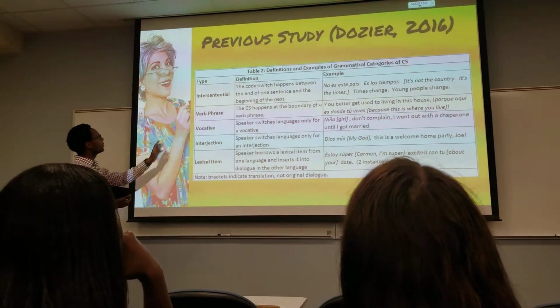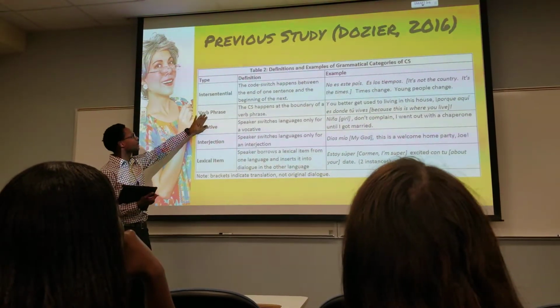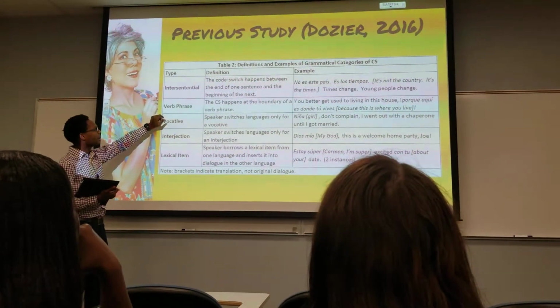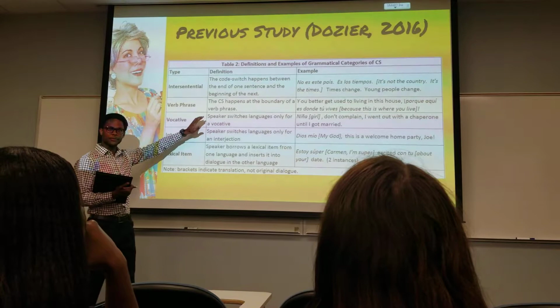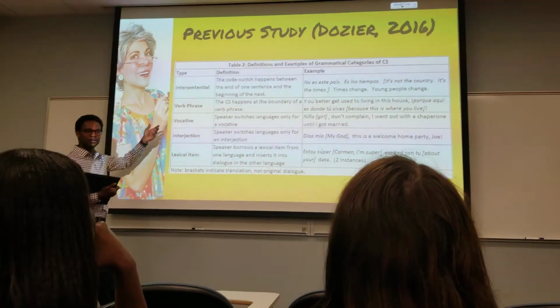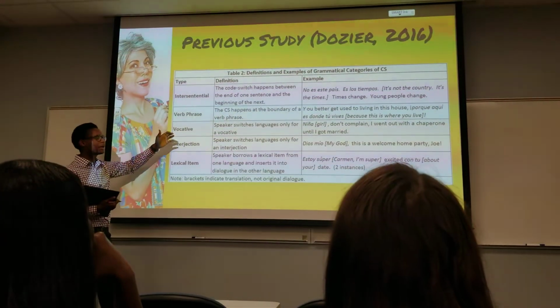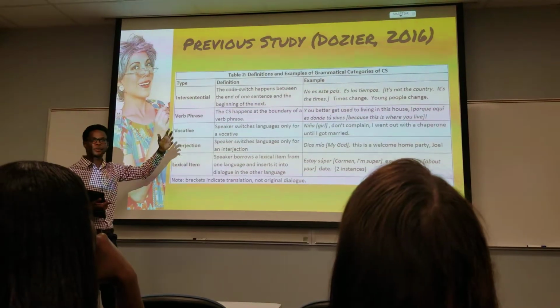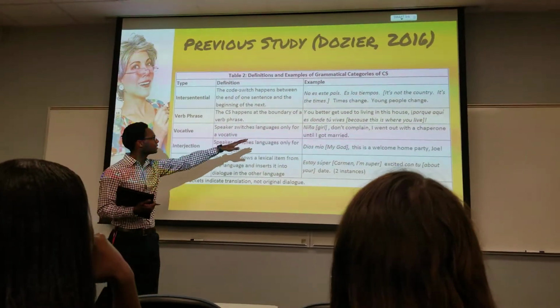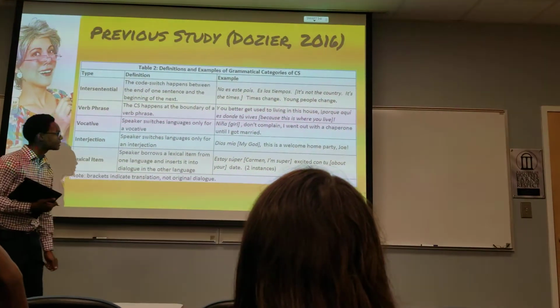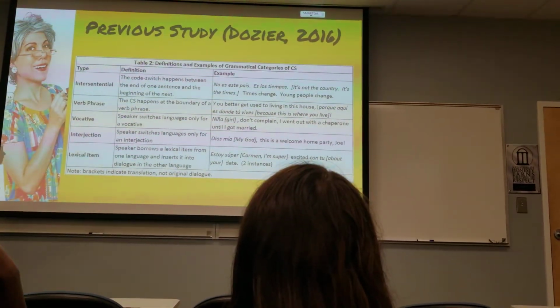Then next she's got verb phrase, which I actually changed in my study because this definition says that the code switching is happening at the boundary of a verb phrase. But I wanted it to be a little more inclusive and include where the change could be happening at a prepositional phrase or an adverbial phrase or an adjective phrase, that kind of thing. So here she's got an example there. You better get used to living in this house porque aquí es donde tú vives, right?